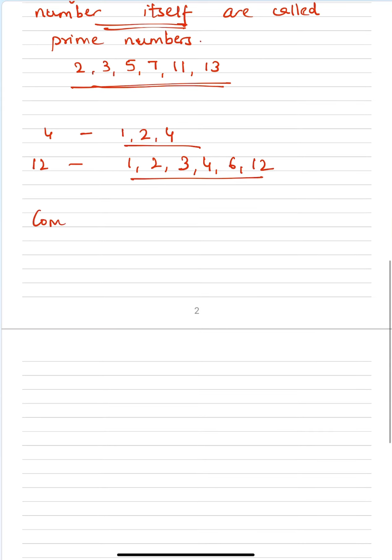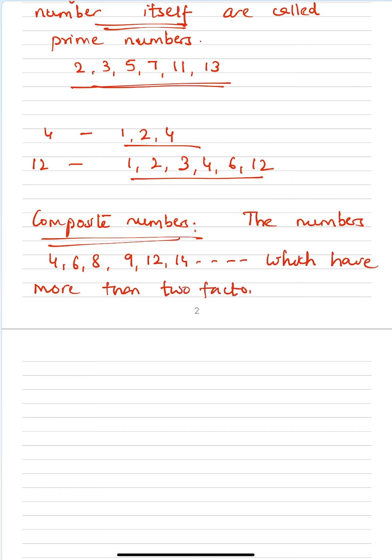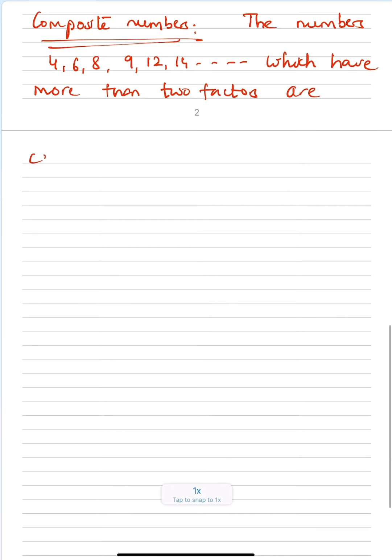Okay, so we will write about the composite numbers, that the numbers 4, 6, 8, then say 9 also, then we can say 12, 14 and so on, which have more than two factors are called composite numbers. Got it? So these are the composite numbers which have more than two factors.